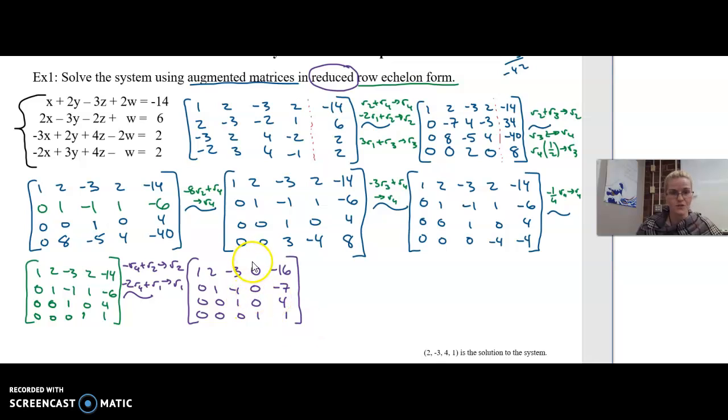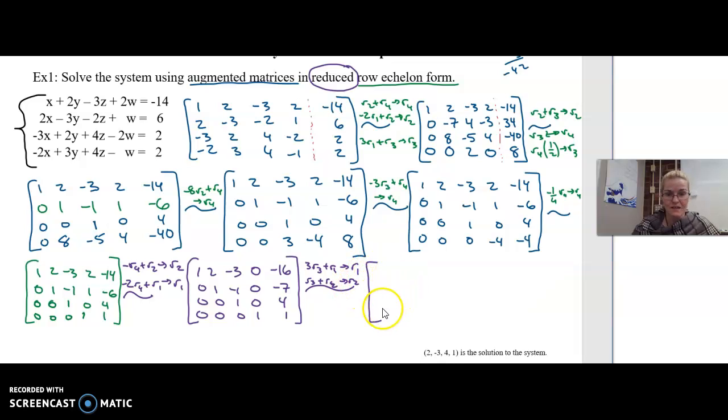All right, so now that I've zeroed that column out, I'm going to zero this column out. To do that, I'm going to multiply row 3 by positive 3 and add that to row 1. So 3 row 3 plus row 1, I'm going to put that back into row 1. And then I'm just going to straight up add row 3 with row 2, row 3 plus row 2, and put that back into row 2.